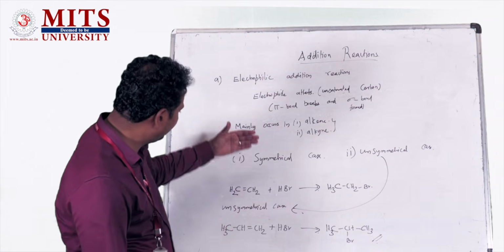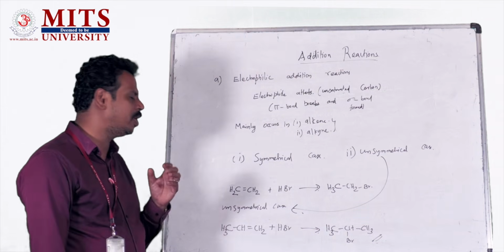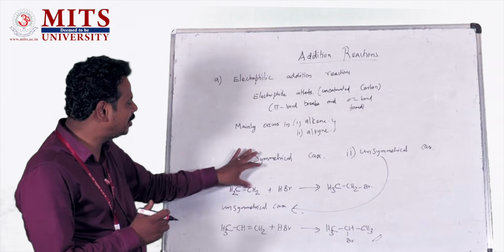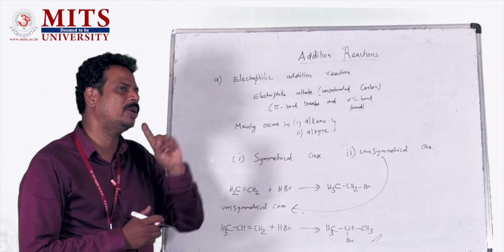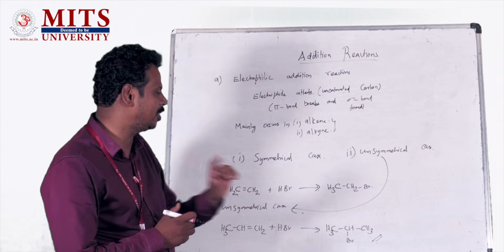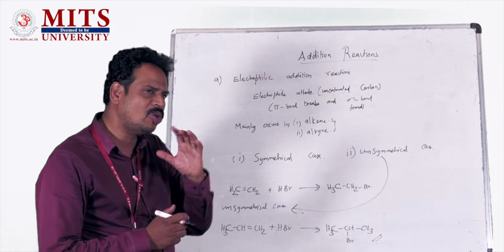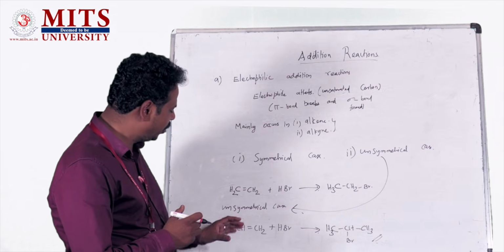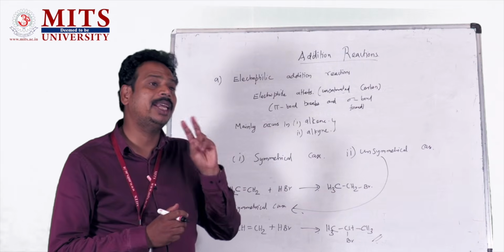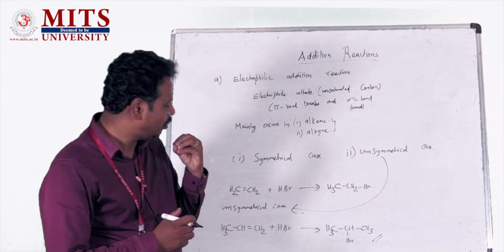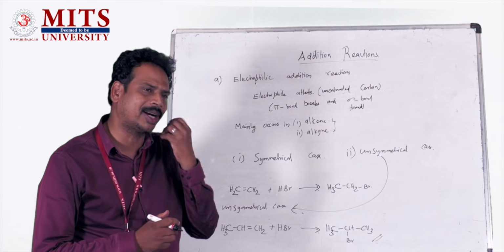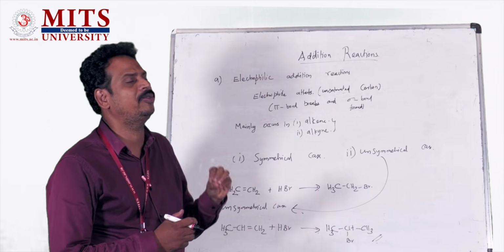Okay, here is an important point you have to notice. When you add HBr to symmetrical cases, you have a chance to get only one product, that is ethyl bromide. Whereas when you go for unsymmetrical cases, theoretically two products are possible. But which product is practically obtained, that we have to see now.